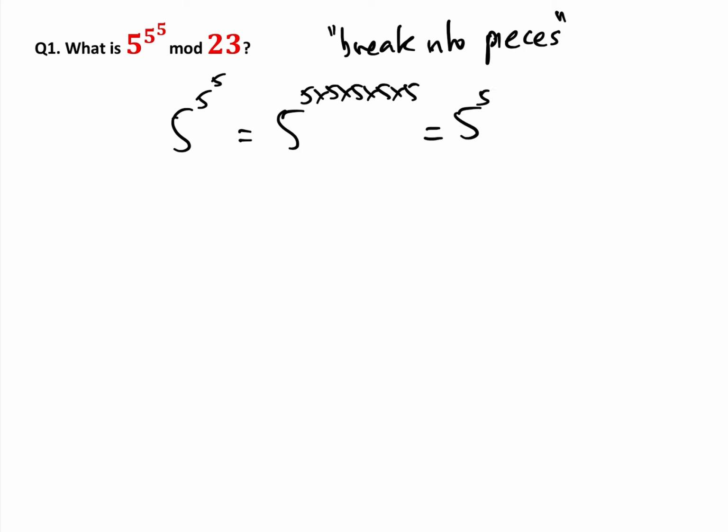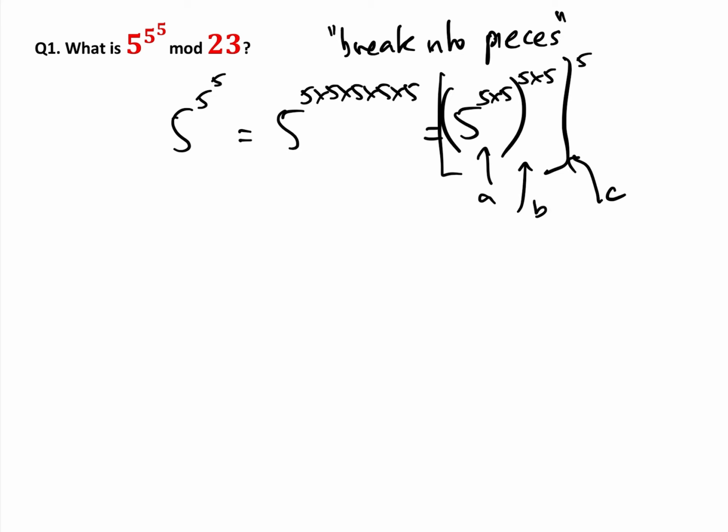And that we could rewrite as 5 to the power of 5 times 5 to the power of 5 times 5 to the power of 5. If we call this bit here A, and this bit here B, and the final bit C, we are first of all going to work out what A is mod 23, and then once we've got that answer, we're going to work out what B is mod 23, and then we're finally going to work out what the whole thing is mod 23.